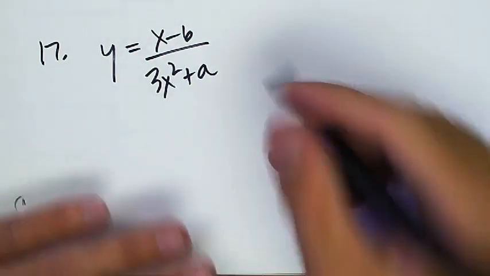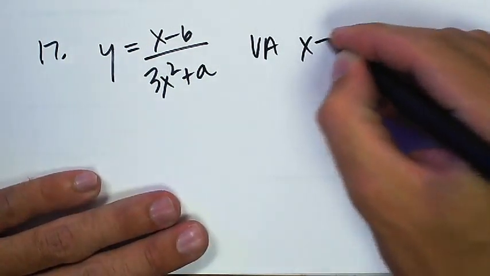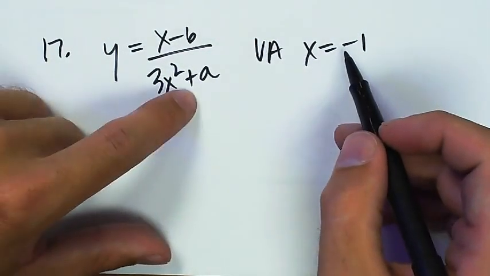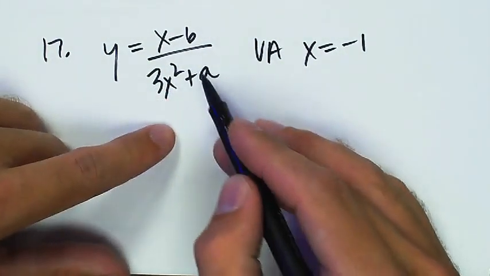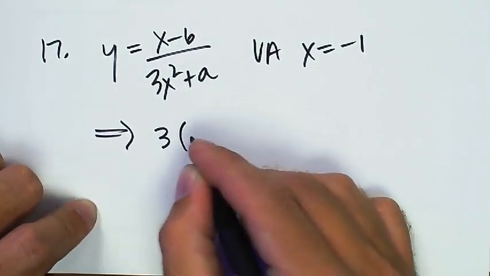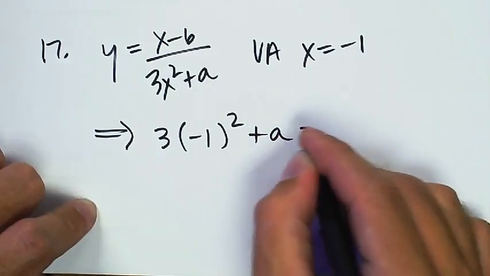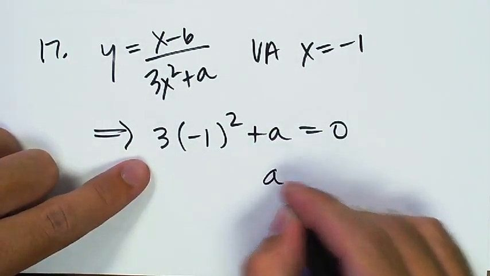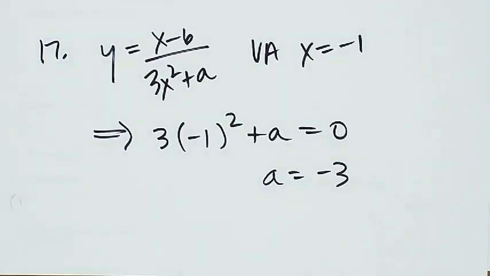Well, what you know is that there's a vertical asymptote at x equals -1, meaning that when x is equal to -1, I need to have division by 0. So that means 3 times -1 squared plus a needs to equal 0. Okay, so I've got 3 plus a equals 0, a equals -3, and that's going to be all I think.